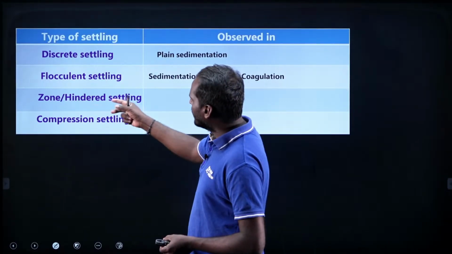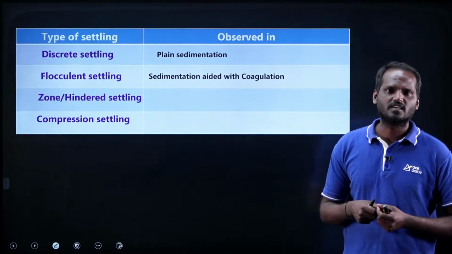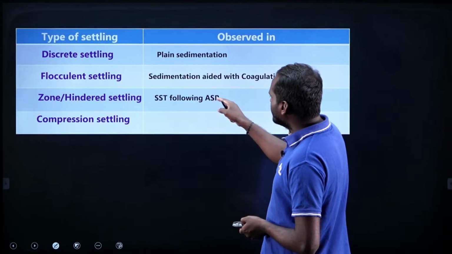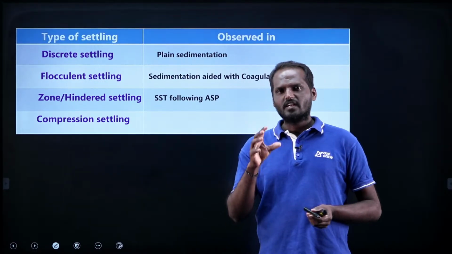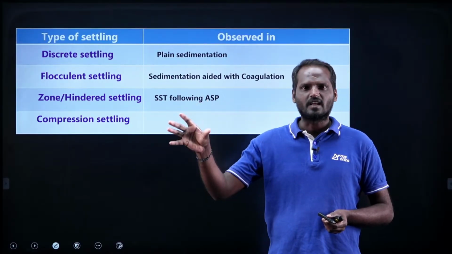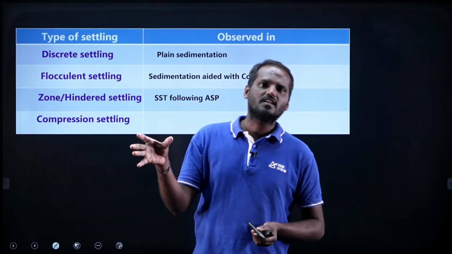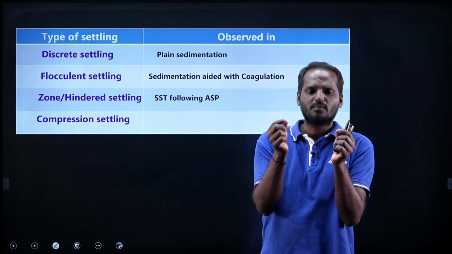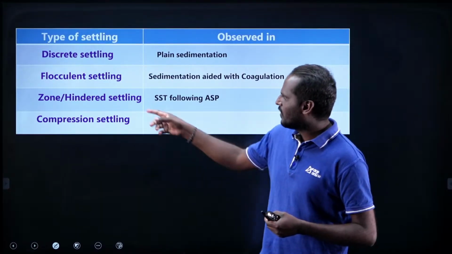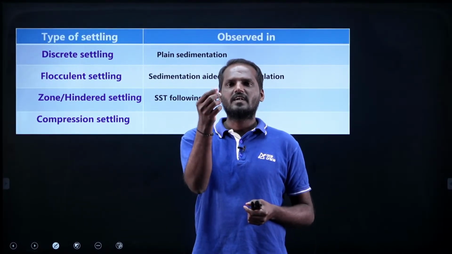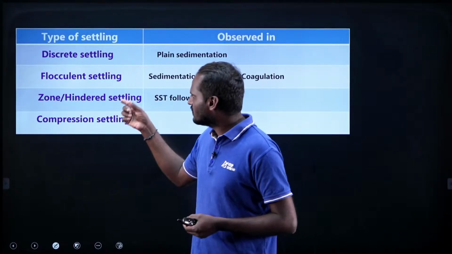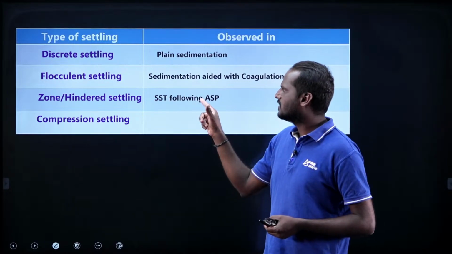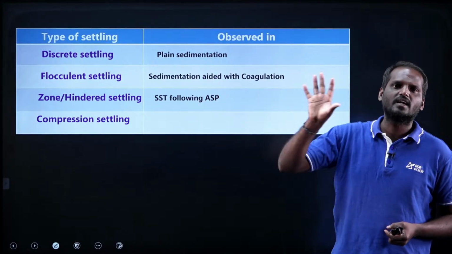Now, zone or hindered settling. Where can we observe this zone or hindered settling? In wastewater engineering, we studied the unit which is following the ASP. What is the unit which follows activated sludge process? Secondary settling tank. In that secondary settling tank, the concentration of impurities is very, very high. Therefore, at such a high concentration, the particles keep hindering each other. Due to the hindrances, each and every particle attains a constant velocity. With that constant velocity, as a zone, the particle settling happens. That is what zone or hindered settling, which happens in SST, secondary settling tank.